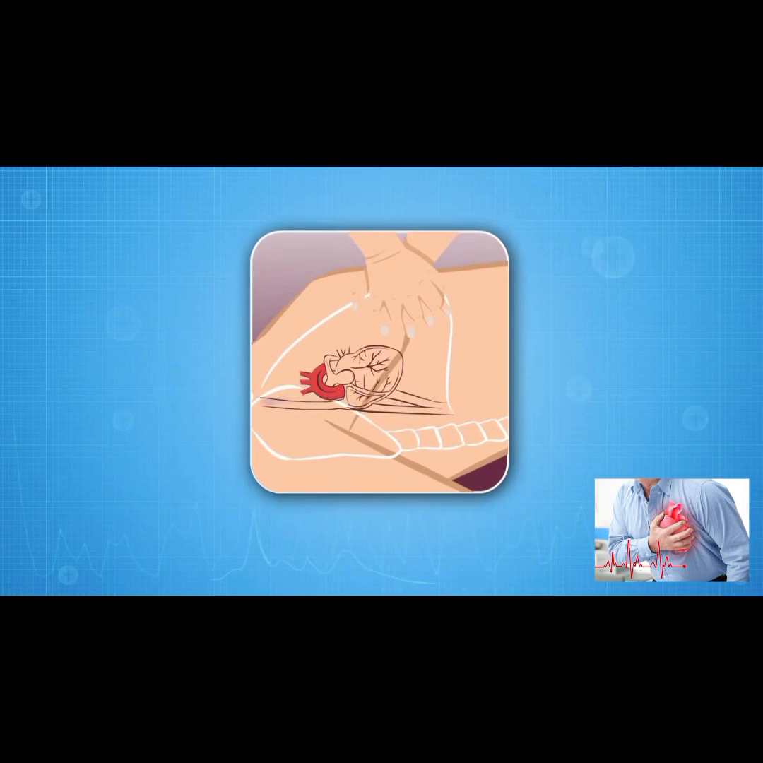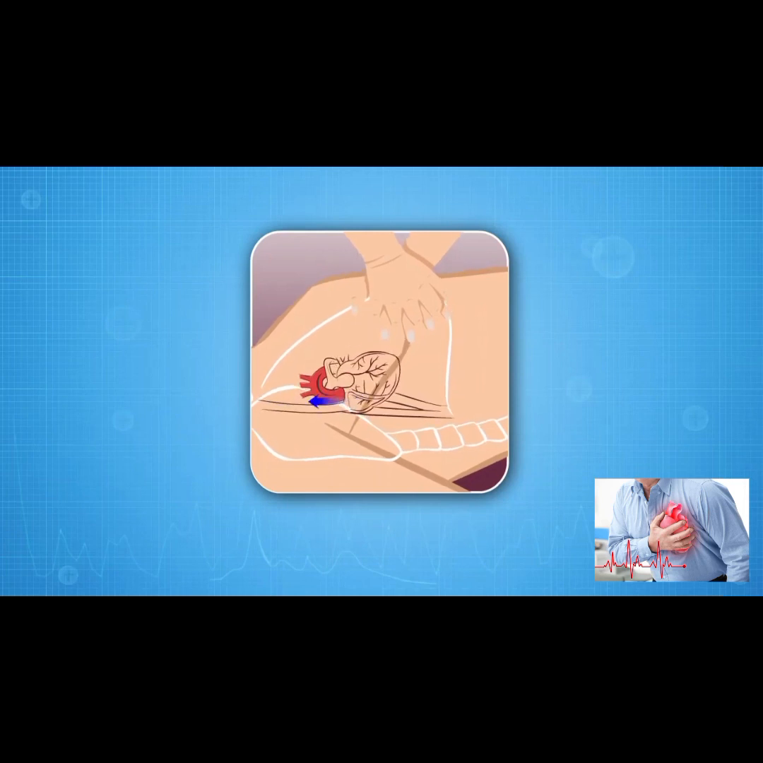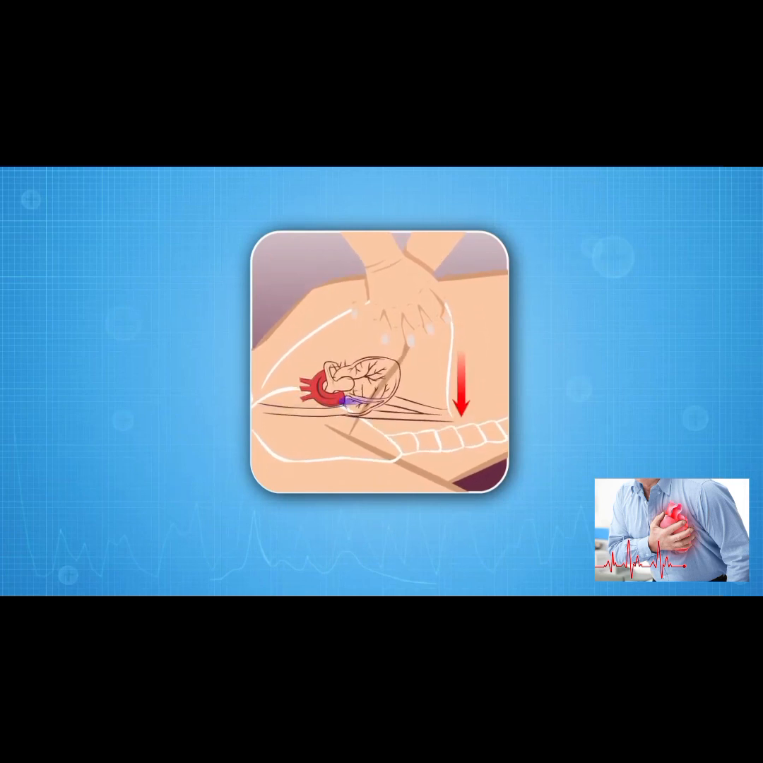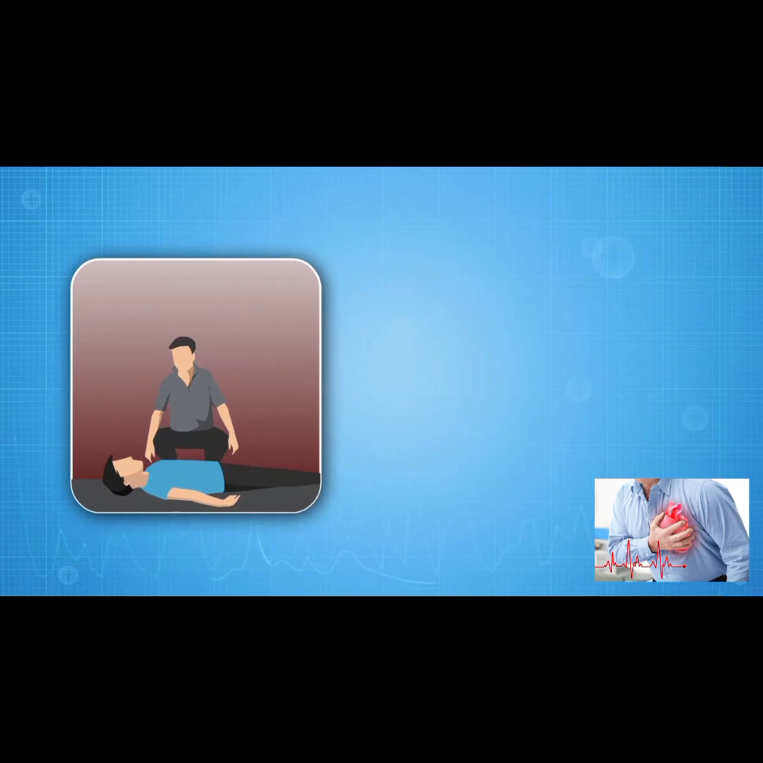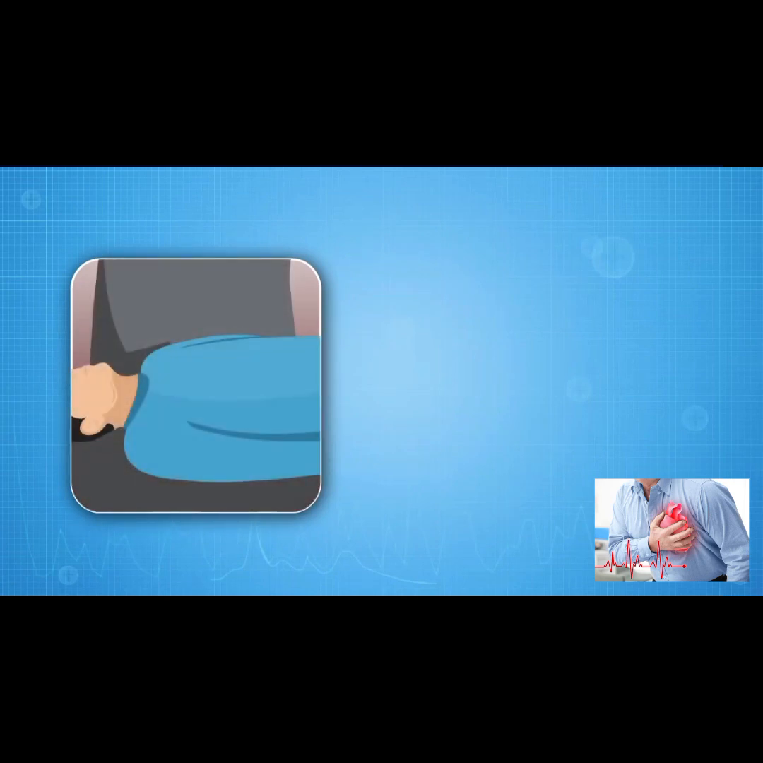CPR is a combination of rescue breathing and chest compressions. It involves the compression of the heart between the breastbone and the backbone and supplying oxygen to the lungs by blowing into the casualty's mouth. Position yourself in a way that will allow you to apply vertical pressure during compressions.